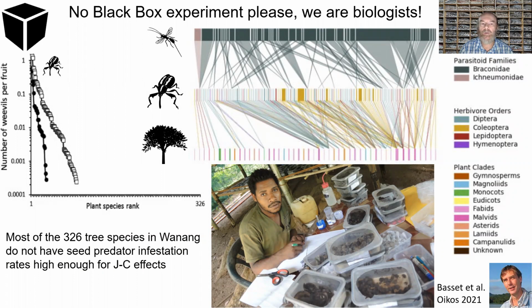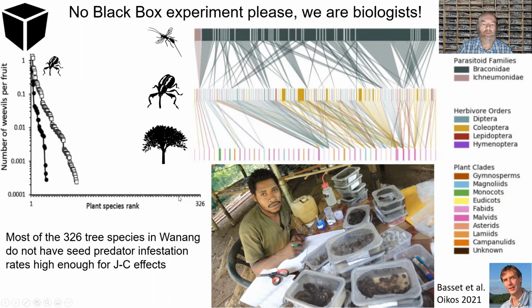This is an example of such a study, rearing seed predators, again in Vanang, a plot from more than 300 kilograms of seeds, and we found very complicated food webs with the plants and their herbivores, and then they have their own parasitoids. But when we look at the quantitative aspects, this is the frequency of Curculionid weevils per fruit.